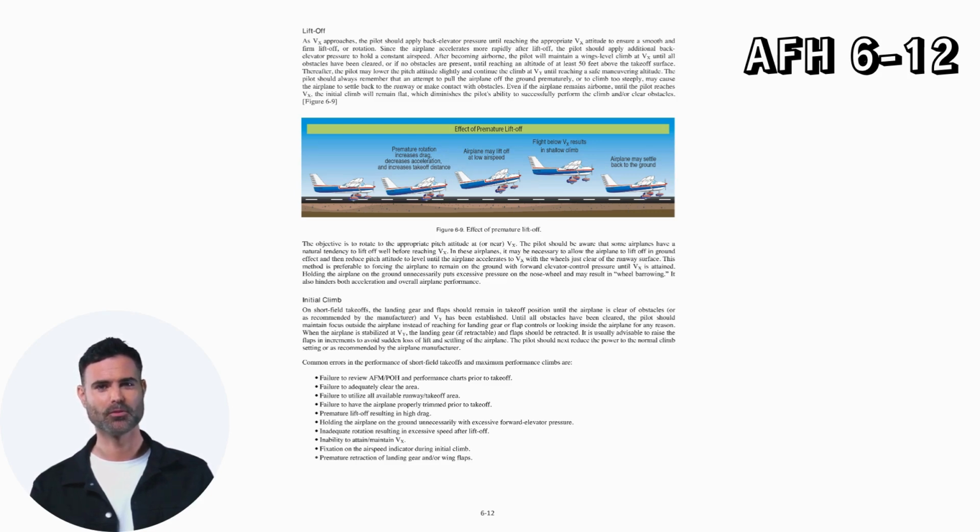Common errors in the performance of short field takeoffs and maximum performance climbs are failure to review AFM/POH and performance charts prior to takeoff, failure to adequately clear the area, failure to utilize all available runway takeoff area, failure to have the airplane properly trimmed prior to takeoff, premature liftoff resulting in high drag, holding the airplane on the ground unnecessarily with excessive forward elevator pressure, inadequate rotation resulting in excessive speed after liftoff, inability to maintain VX, fixation on the airspeed indicator during initial climb, premature retraction of landing gear and/or wing flaps.